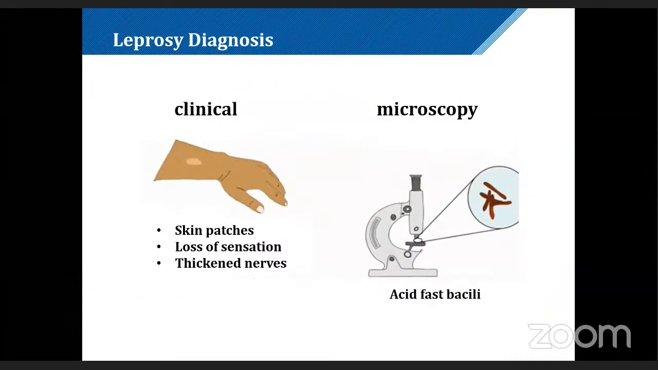So what about leprosy diagnosis? You probably know that leprosy diagnosis is still mainly clinical. So it's based on cardinal signs like skin patches, loss of sensation, and thickened nerves. And in addition, microscopy provides information on the presence of acid-fast bacilli.